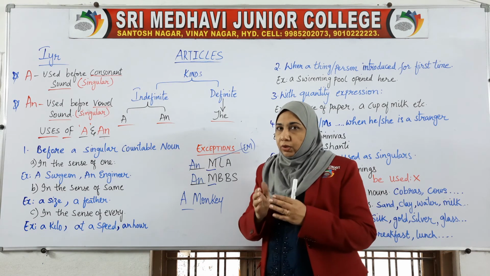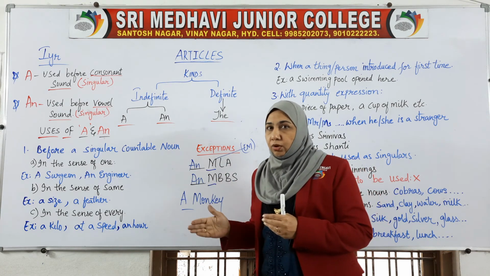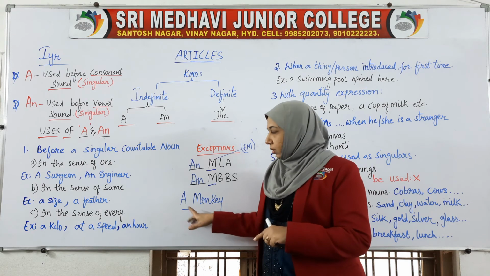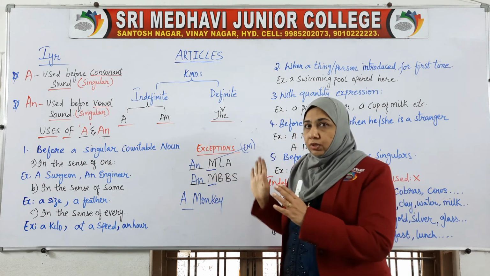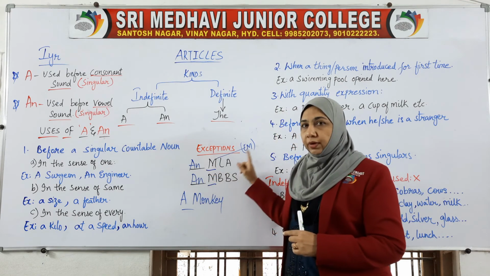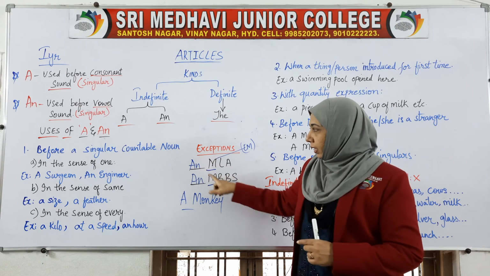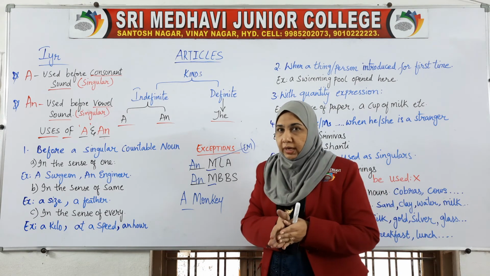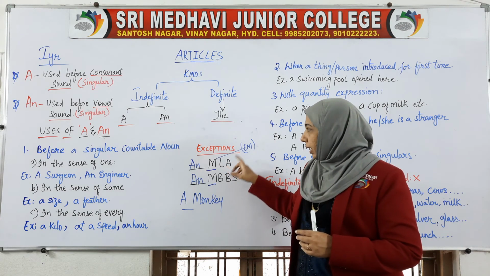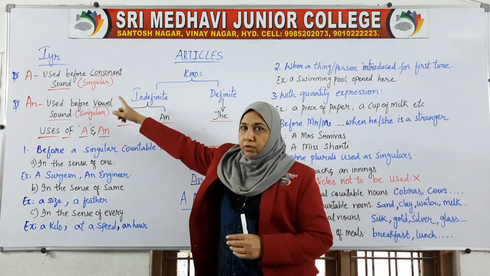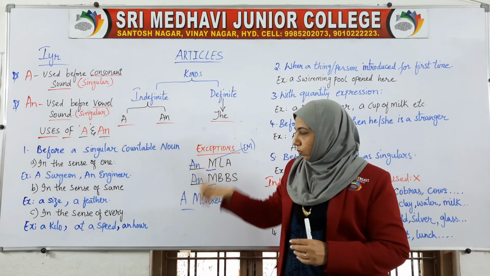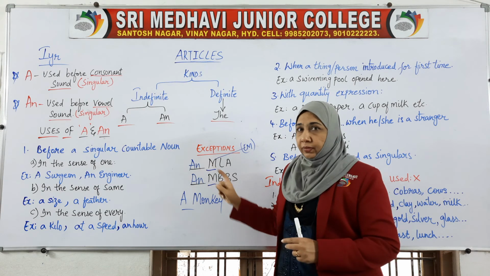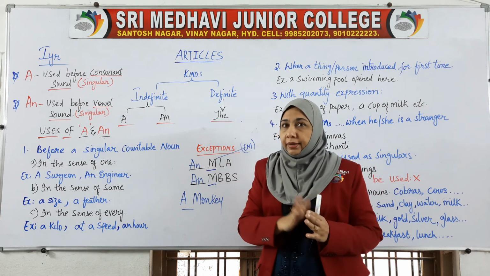Some other words are also there where you get the sound of a vowel even though the letter written is a consonant. Here we are getting the sound of a consonant and the letter is also a consonant, so that's why we are using a. But when we are using an, it is because we are getting the sound of a vowel even though the letter is a consonant. An MLA, an MBBS doctor, an MLA is standing from our area. So these are the exceptions. Again go back to the first point. A is used before consonant sound. An is used before vowel sound. It's not about vowel letter or consonant letter. It is about the sounds.